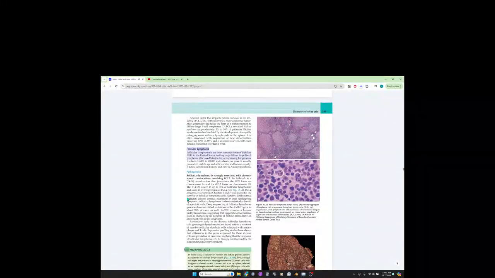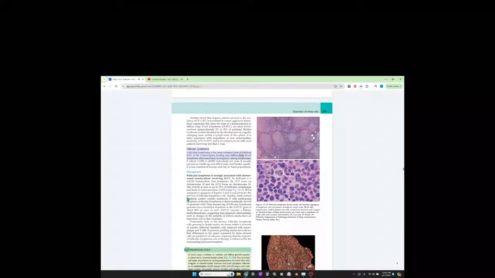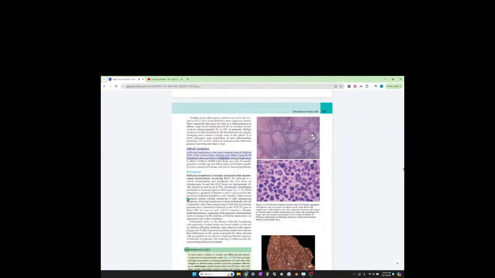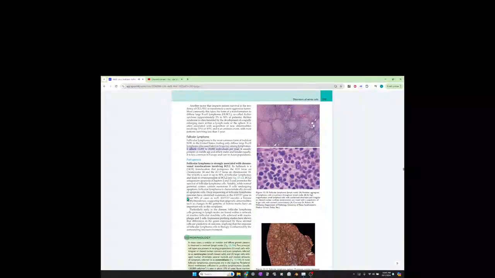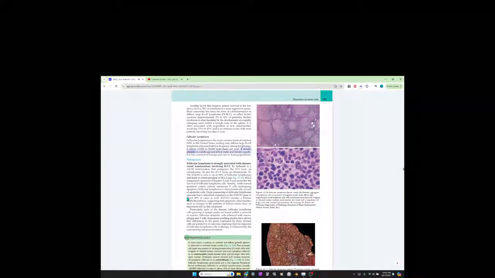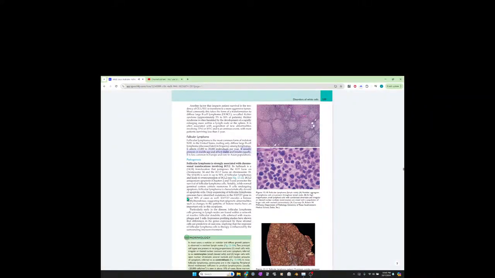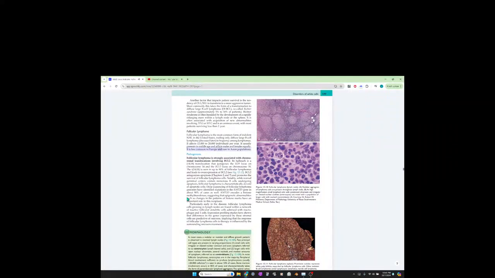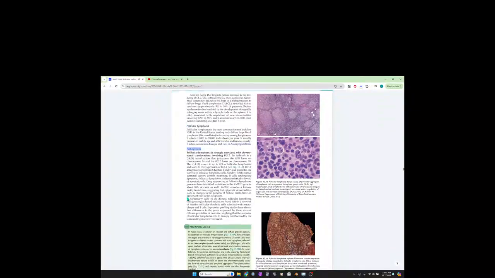Follicular lymphoma. Follicular lymphoma is the most common form of indolent NHL in the United States, trailing only diffuse large B-cell lymphoma in frequency among lymphomas. It affects 15,000 to 20,000 individuals per year. It usually presents in middle age and afflicts males and females equally. It is less common in Europe and rare in Asian populations.